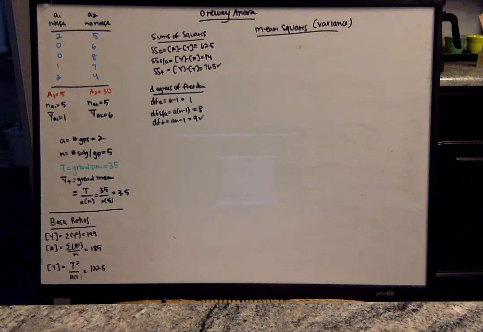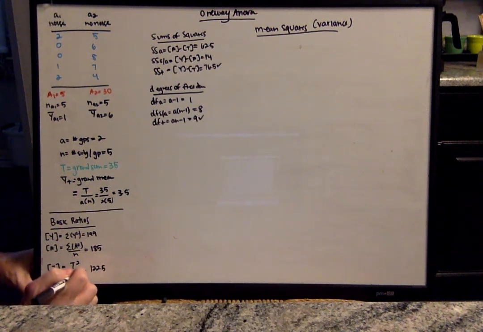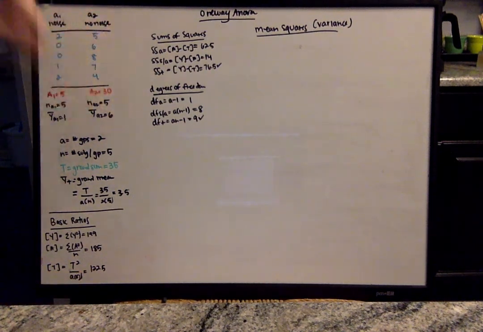Okay, so this is the third video looking at the one-way ANOVA, the relationship between noise and memory. In the previous videos, we calculated the basic ratios and the sums of squares. So in this video, we're going to start with the mean squares.